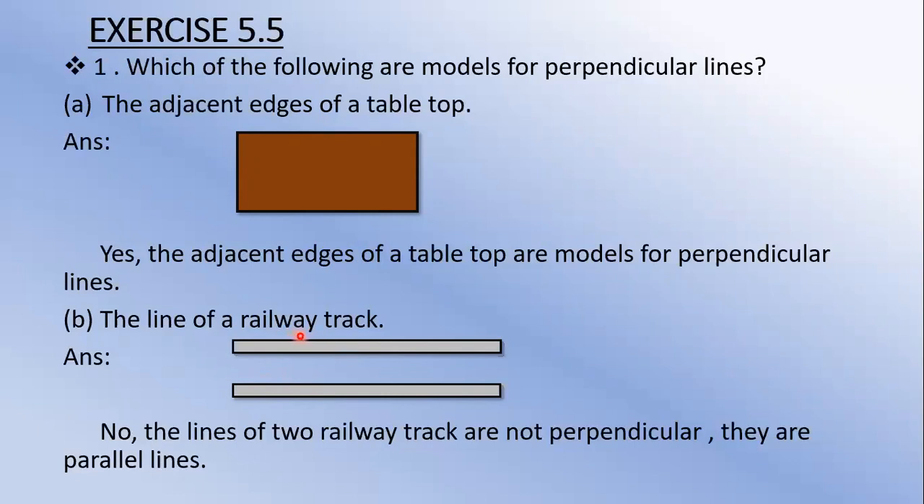And the lines of the railway track, they never meet each other. So they are not the examples of perpendicular lines. Instead, they are parallel lines. What are parallel lines? The two lines that never meet each other, and the distance between the two lines is the same everywhere, are called parallel lines. So the lines of the railway track are parallel lines and they are not the examples for perpendicular lines.